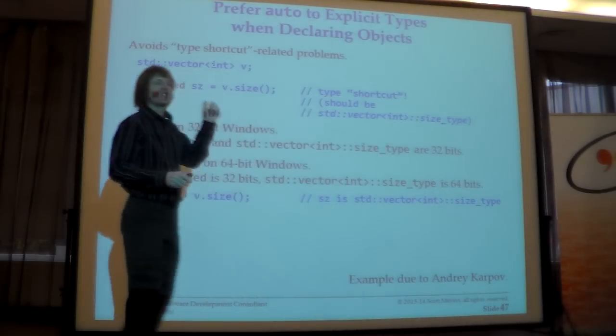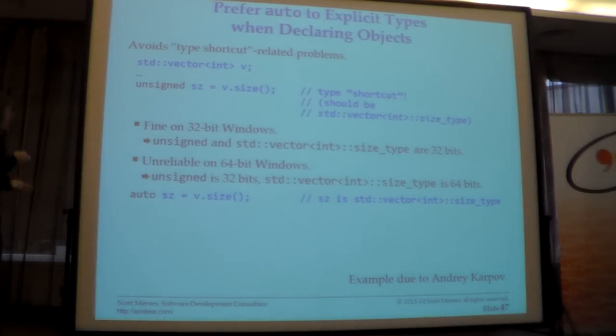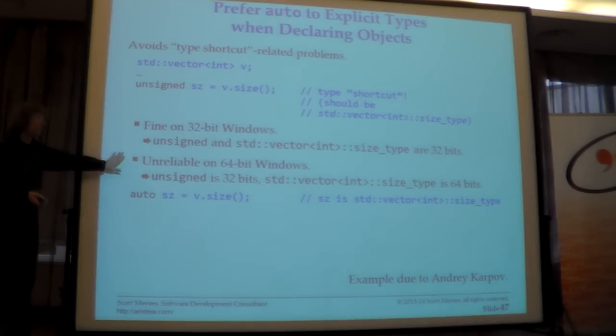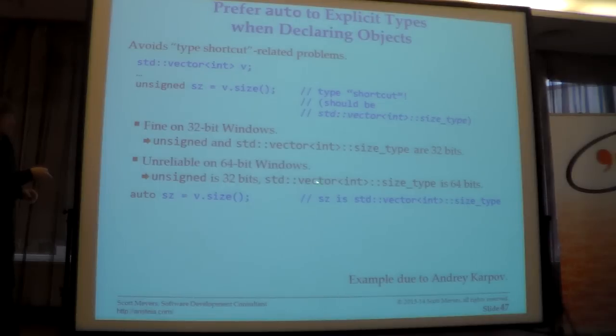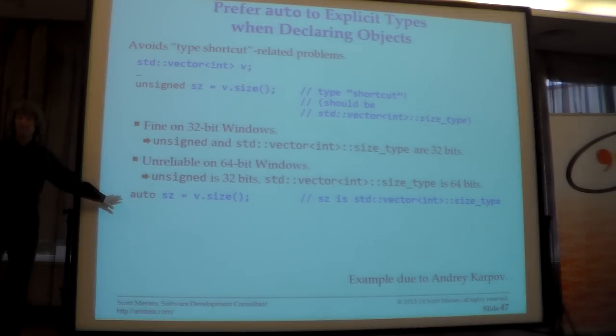The thing about this is that, for example, on 32-bit Windows, to choose a particular example, unsigned and vector of int, colon colon, size_type are both 32 bits in size, which means you're good. It's the same type. But if you then go to 64-bit Windows, unsigned is 32 bits, and vector of int, colon colon, size_type is 64 bits, which means you're trying to store a 64-bit value in 32 bits. Maybe you get a warning, maybe you don't. How many people, when they are writing unit tests, routinely test with more than 4 billion elements? Because this will only fail if you have more than 4 billion elements in your container.